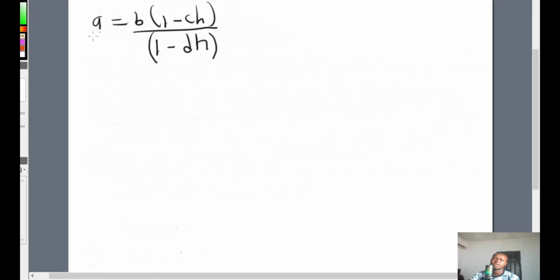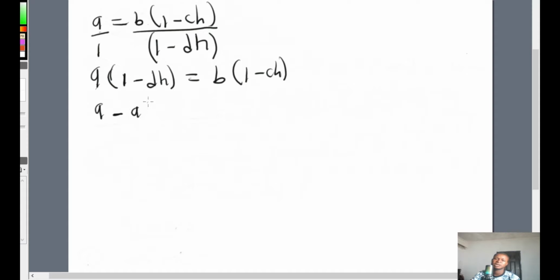Obviously I can put over 1 here and cross multiply. So we go with this guy here, that is 1 minus dh, equals 1 times everything here, so it still remains as this guy. What do I have here? We have to open the bracket, remember that it is h that we have to make the subject of the formula. So we have a minus adh, which is equal to b minus bch.